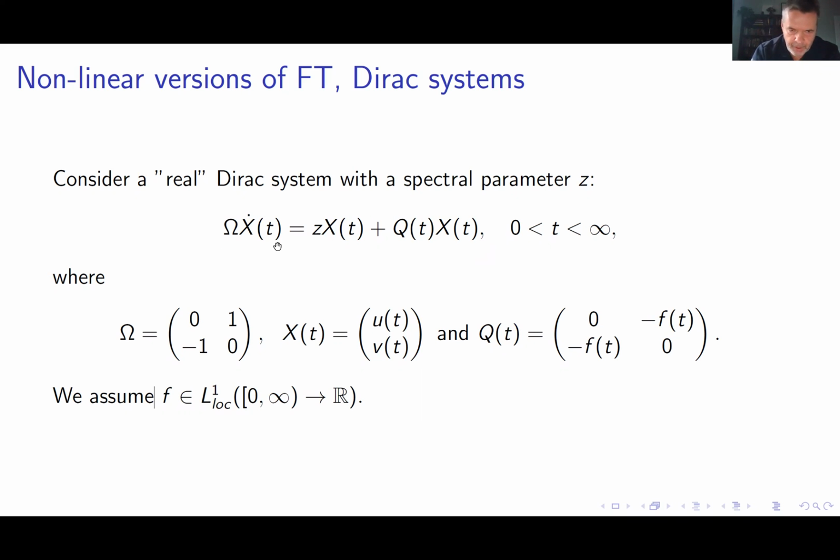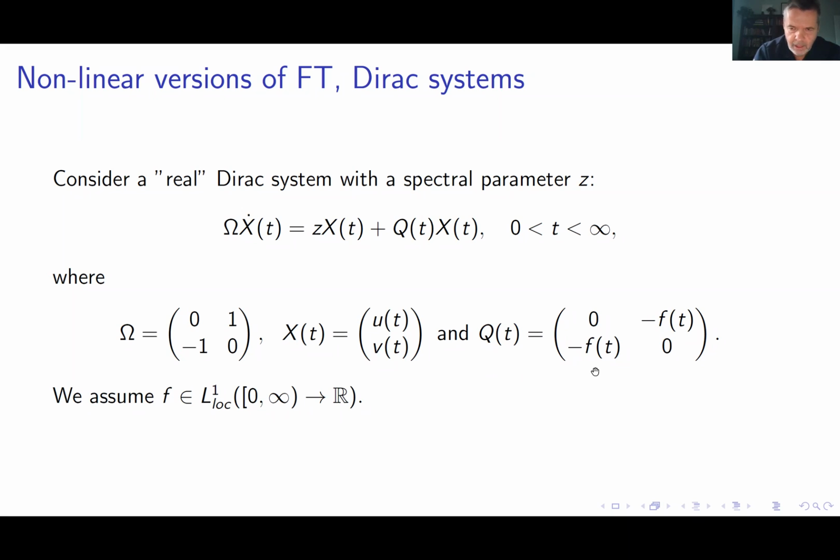And so in this equation, omega is, like before, a symplectic matrix like this, a root of -1 in the space of matrices. X is the unknown two-dimensional vector function. Q is the given function, and we will consider the so-called real Dirac systems where this function Q has this form.